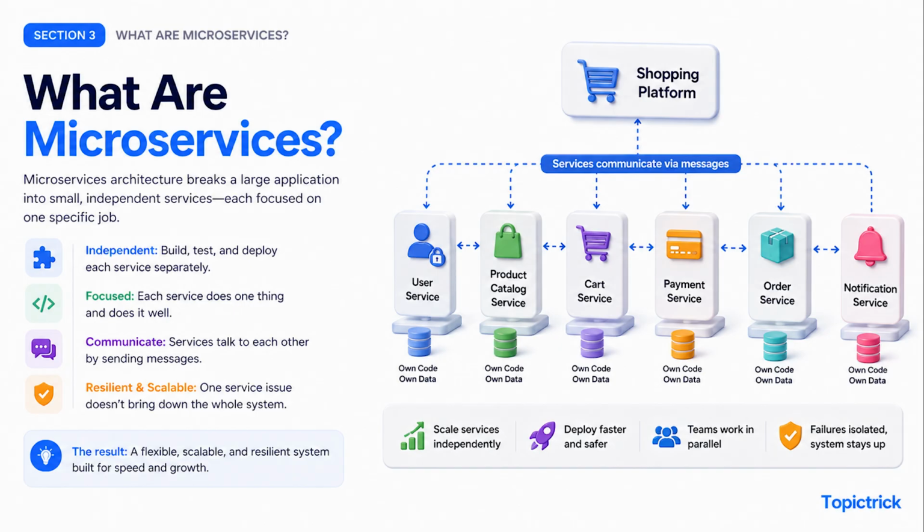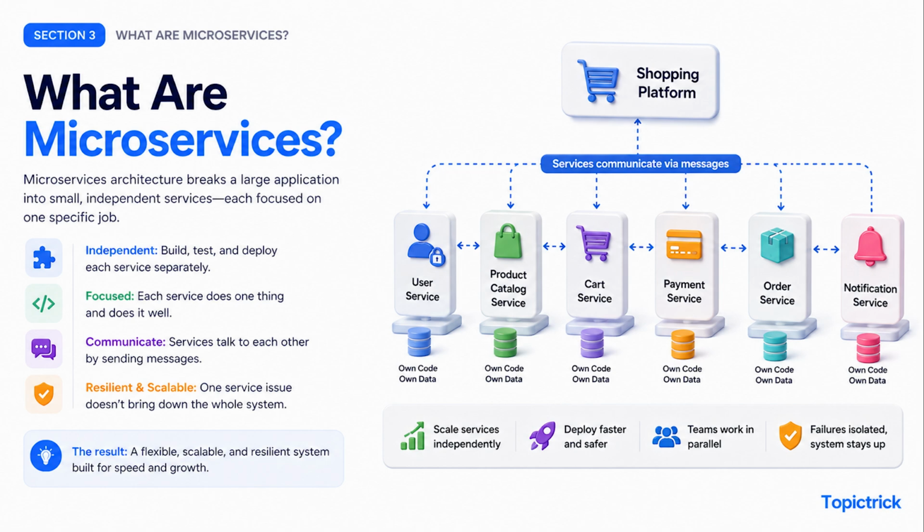Another sends notifications. Each of these services lives on its own. It has its own code. It can be built, tested, updated, and deployed completely independently of all the others. If you want to improve the payment system, you update just the payment service. Nothing else is touched. Nothing else is at risk.